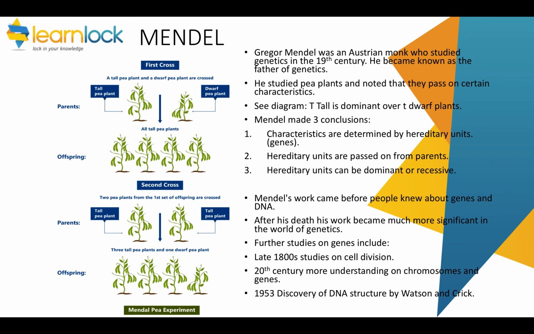And he concluded that these are passed on from parents and they can be dominant or recessive. So in this diagram here, he realised that tall was dominant over dwarf, which was recessive. Now, all of this work came before people knew about genes and DNA, and like many scientists, he became much more significant after his death. Later on, studies supported his work, for example, studies on cell division, on the work of chromosomes, and the discovery of DNA in 1953.